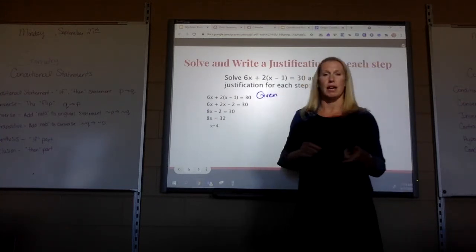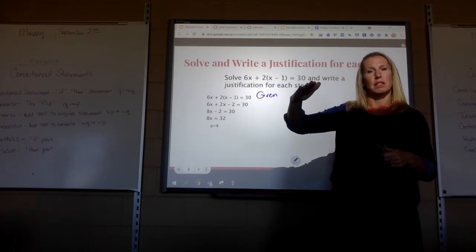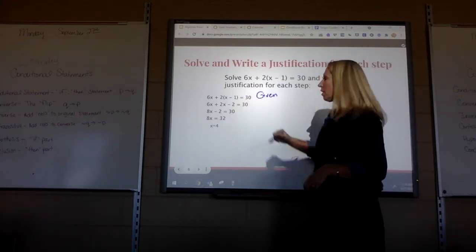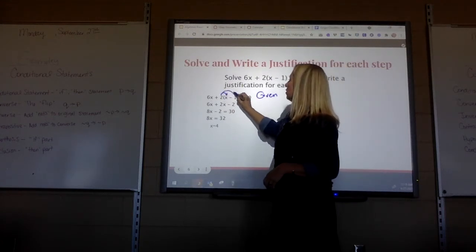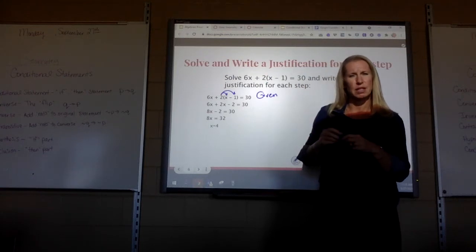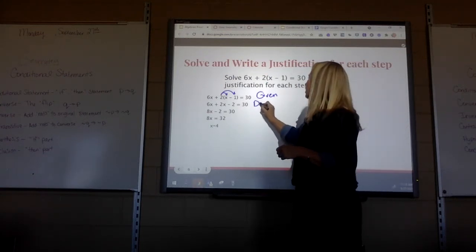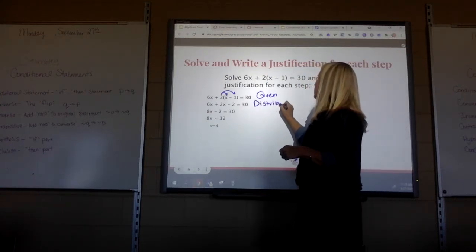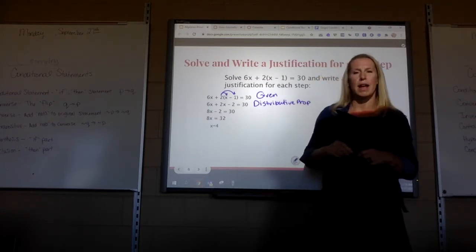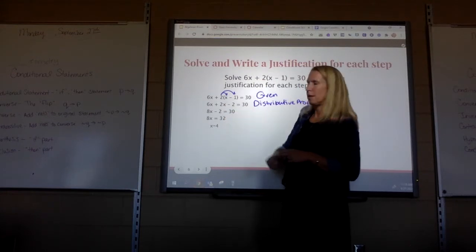So then you always ask yourself, how do I go from this step to this step? What changed from here to here? Well, what changed was I multiplied the 2 times the x and the negative 1. Do you remember which property that is? That is called distributive property.